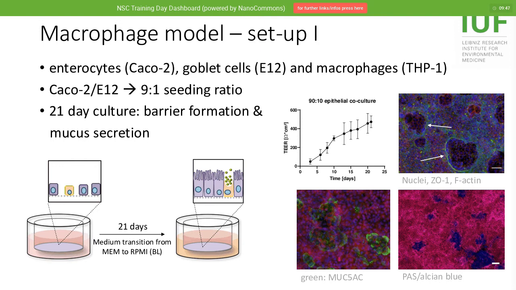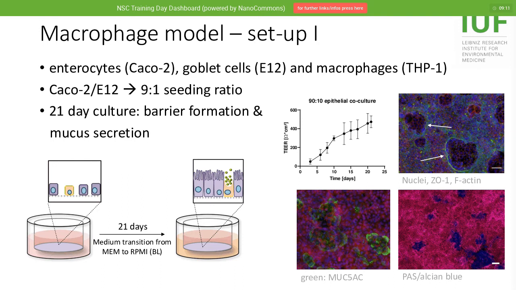What is happening over these 21 days, you can actually see in the graph to the right of the scheme. The barrier integrity is continuously increasing, which leads to an increase in barrier resistance, here measured as transepithelial electrical resistance. What we also see is that a very dense cell layer is formed where you can still identify the E12 cells within the majority of the CACO2 cells, which are these larger islands formed in the image to the right of the graph.